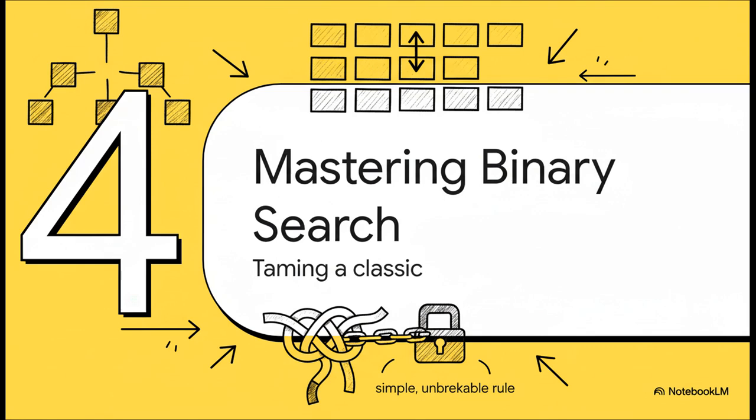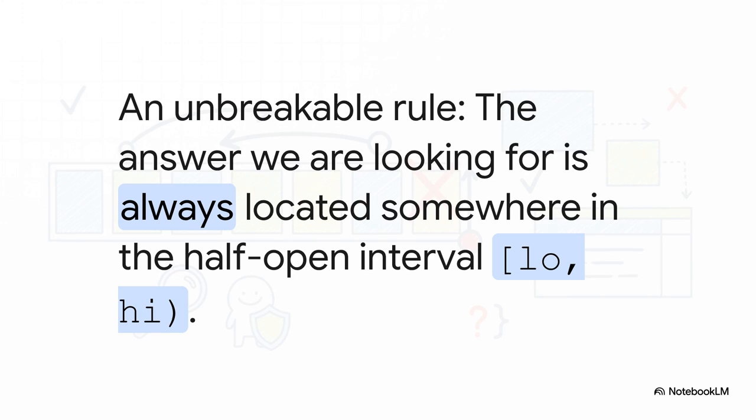All right, time for the boss battle, binary search. This is one of those classic algorithms that is famous, or maybe infamous, for being incredibly easy to screw up with an off-by-one error. But we're about to tame it with one simple, unbreakable rule. And that rule, we're going to call it our loop invariant. Now, an invariant is just a fancy word for a condition that has to be true every single time our loop runs. For our binary search, it's super simple. The answer we're looking for is always somewhere inside our half-open interval, [low, high). That's it. We never, ever break this rule.